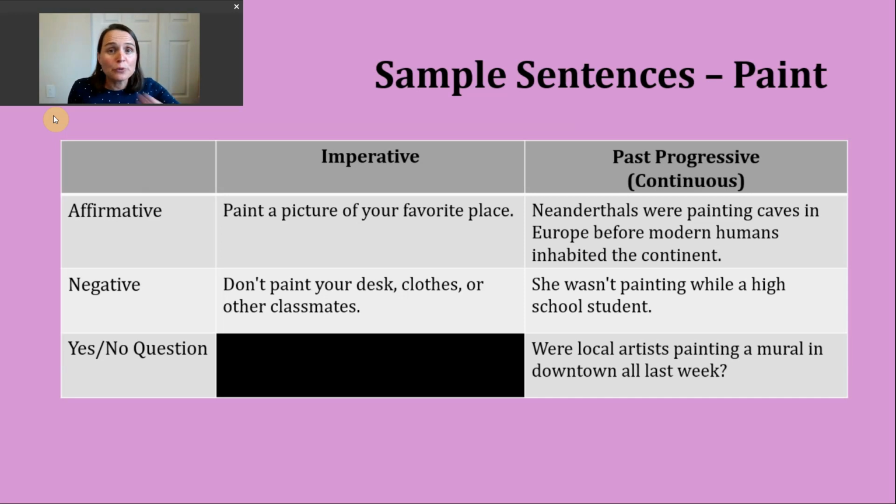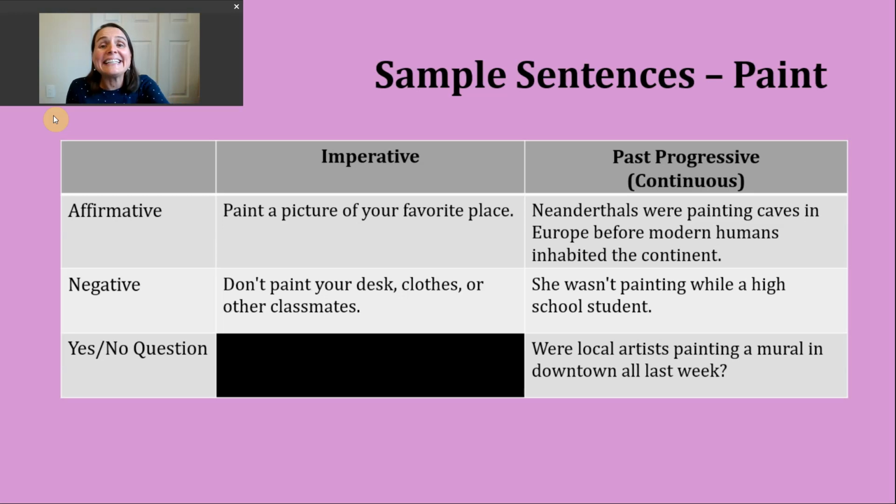It's either you, the person to whom you're speaking, or you, the person to whom you're writing. And that you could be singular or plural. So you could be referring to many yous. An example of something you might hear as an imperative: paint a picture of your favorite place. Maybe this is something an art teacher says to her students, giving them this command. This is your assignment during class.